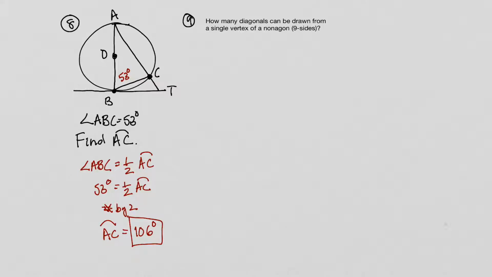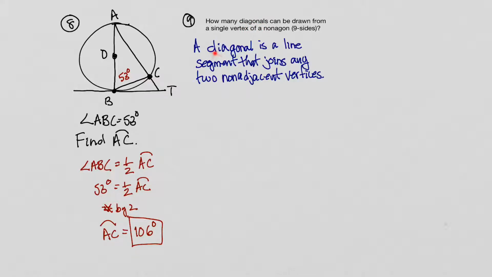In problem number 9, we're asked how many diagonals can be drawn from a single vertex of a nonagon. Okay, so we need to really understand what a diagonal is. So here's the definition of a diagonal. A diagonal is a line segment. Okay, a line segment starts and stops, right? Doesn't go on forever. So it's a line segment that joins any two non-adjacent vertices.